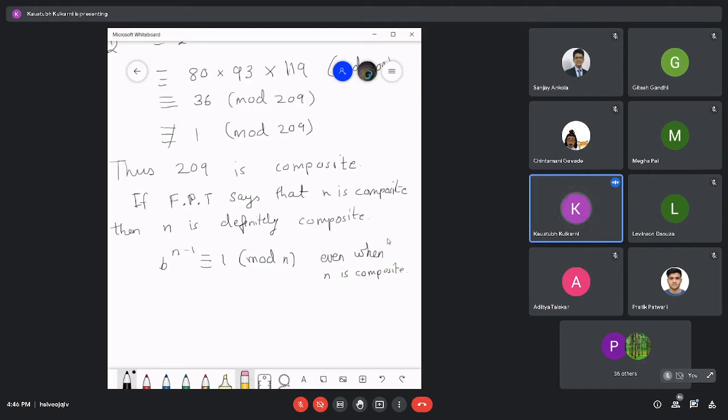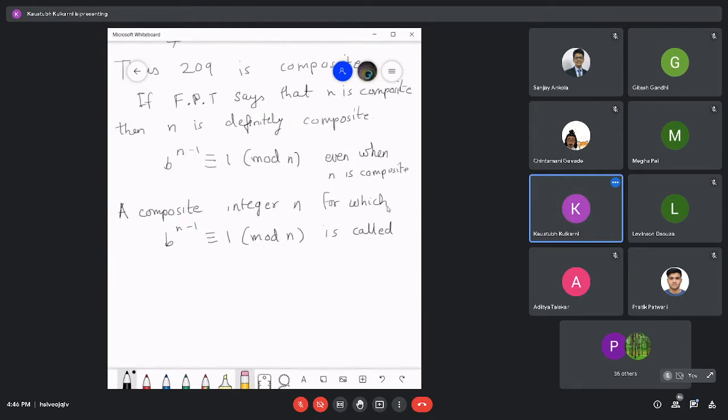So these form a special category of numbers. A composite integer n for which b raised to n minus 1 is congruent to 1 mod n is called a b pseudo prime. Now, b pseudo prime means if the b with which we tested was 2, then it is called a 2 pseudo prime.